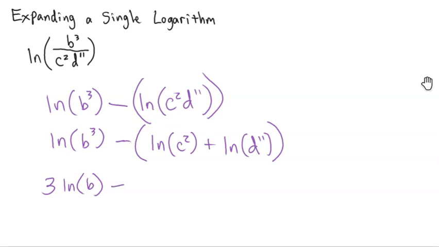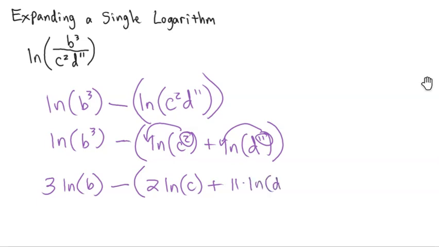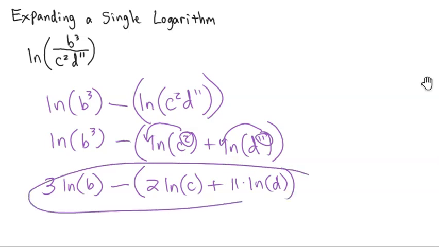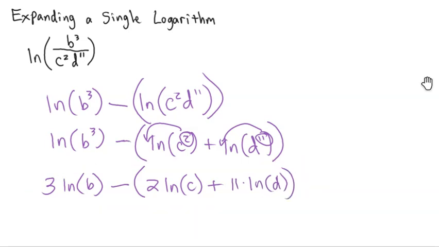Then minus, then parenthesis. Now in this one, we're going to take the 2 and move it to the front. So we're going to have 2 natural log of c plus. Then on this one, we're going to move the 11 to the front. So we'll have 11 times natural log of d. Close off that last parenthesis, and we're done. This is our expanded logarithm from this single logarithm.